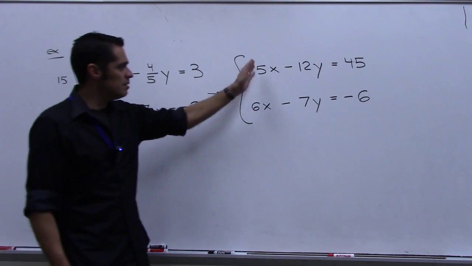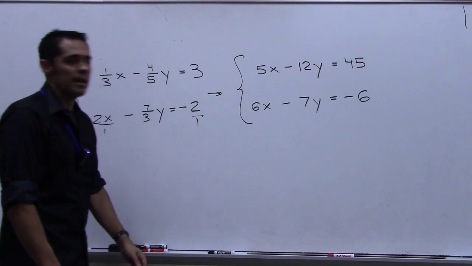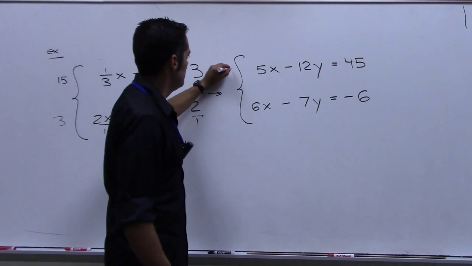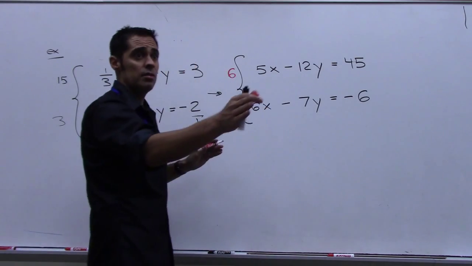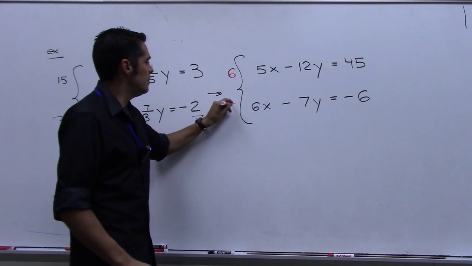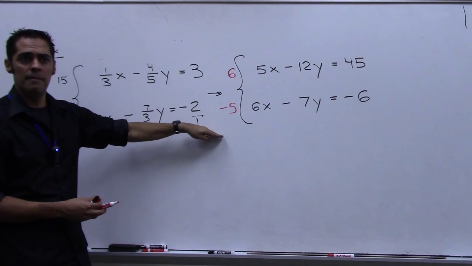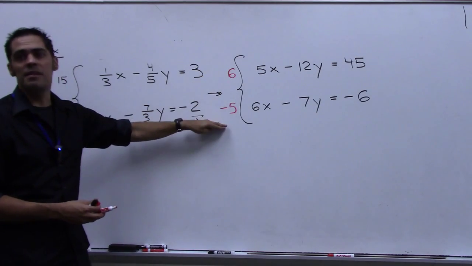Clear the x's. What are you going to do to clear the x's? Top by 6 or negative 6. You could have used negative 6. This one by negative 5. So does everyone see you could have done negative 6 here and positive 5 here? Or positive 6 and negative 5?